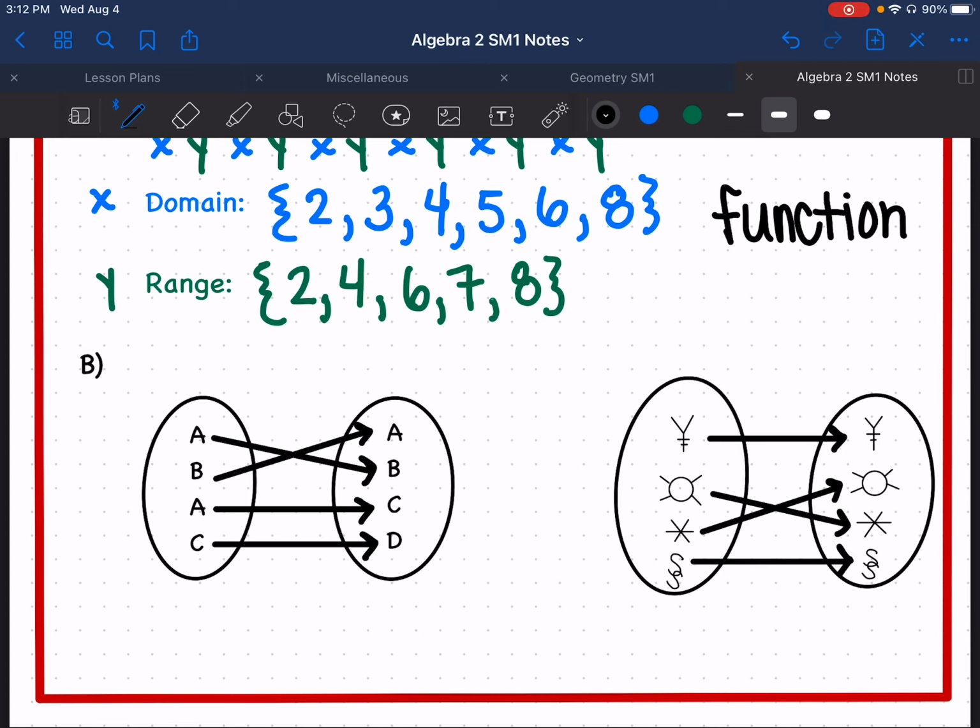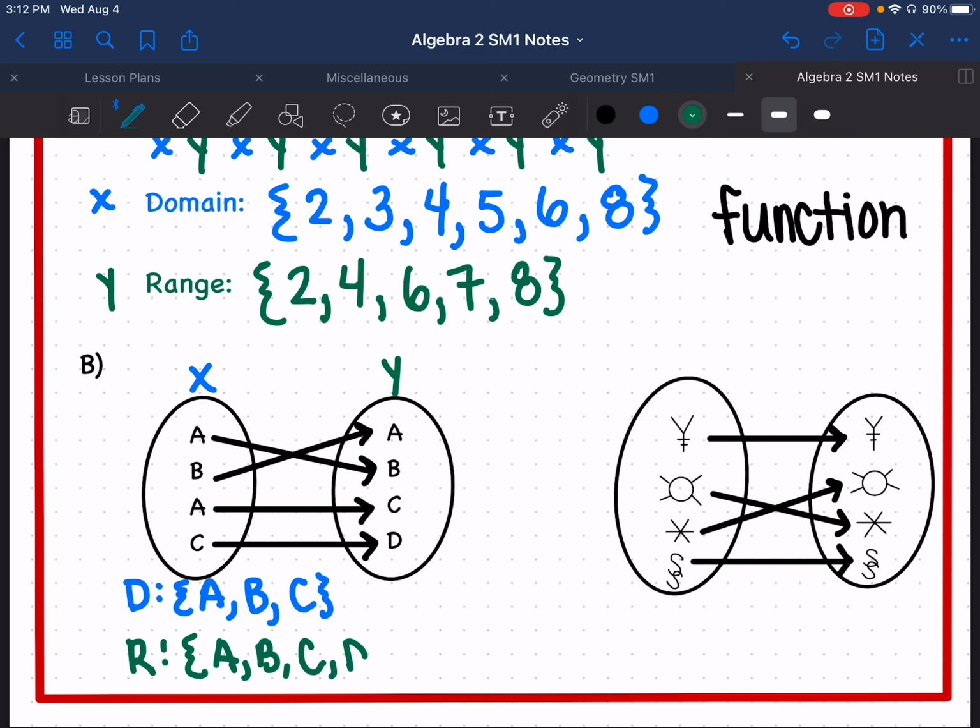Now, when I have a mapping, if you remember, the first ones are always my X, so there would be my domain. My domain, I could put just a capital D. My domain would be A, comma B. Notice there's another A, comma C. And the second one would be considered my Y, so these are my range. And if I put them, I would put A, comma B, comma C, comma D.